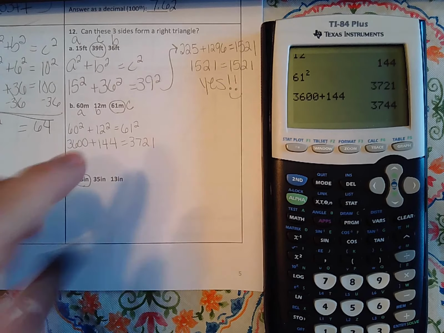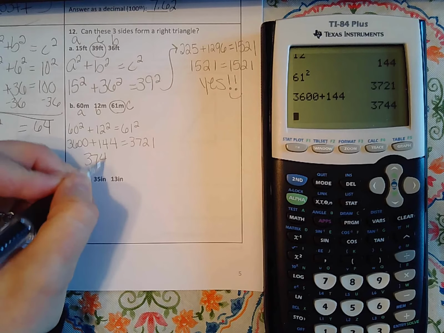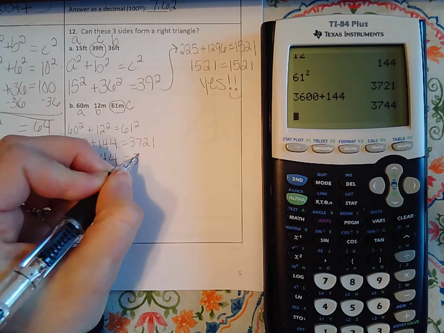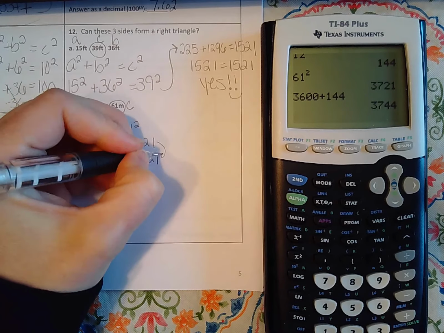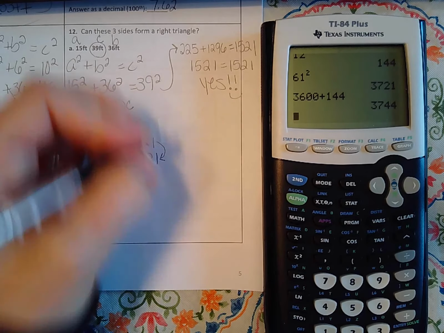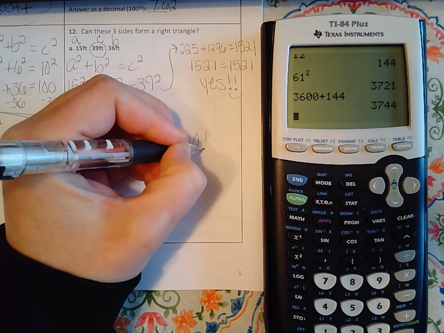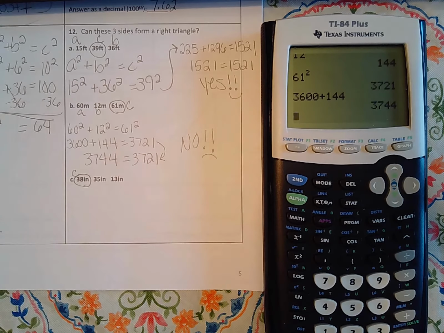Add these two together, 3744, 3721. Are those the same? Because I just drug that down in case you're wondering. No, these are not a right triangle. So sad face. You don't have to do the sad and happy face. It just makes it better. Because we all love math so much.